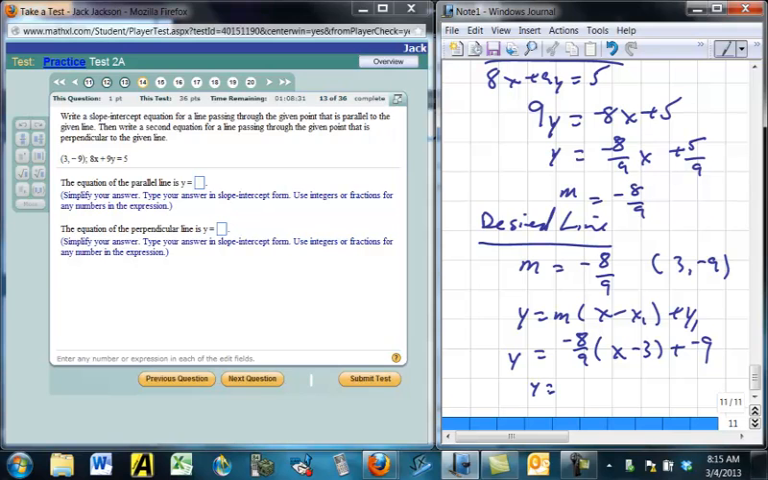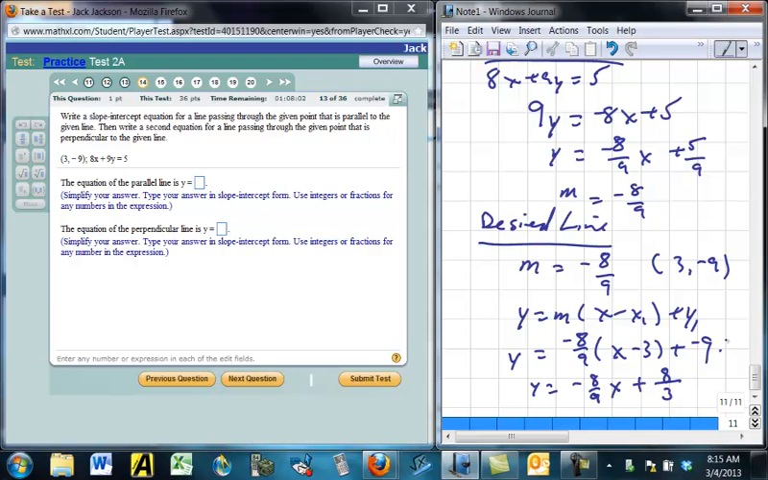Okay, and so we get y equals negative 8/9. We have the equation of the line, but we want slope-intercept form, so we need to distribute here. Negative 8/9 times the x gives you negative 8/9 x. Two negatives multiply to get a positive. The 3 and the 9 will cancel down to a 3. So that leaves an 8 on the top.